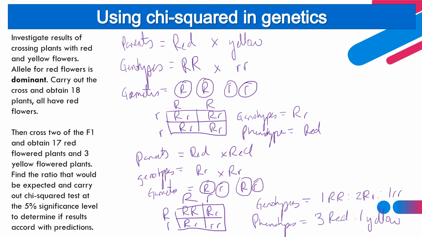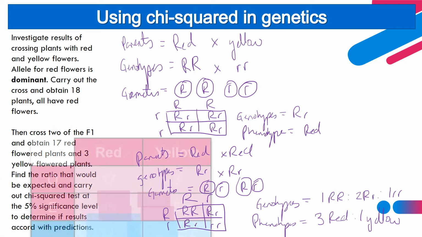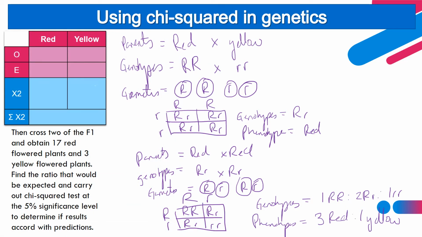So if we now think we've got a 3-to-1 ratio, we can have a look at what we'd enter into our chi-squared. So our observed, we've got 17 red, 3 yellow. So we have a total of 20 flowers. So we have a 3-to-1 ratio, so we need to go and have a 3-to-1 ratio in terms of 20. So we should have 15 red, 5 yellow. Okay, so it's a 3-to-1 ratio.